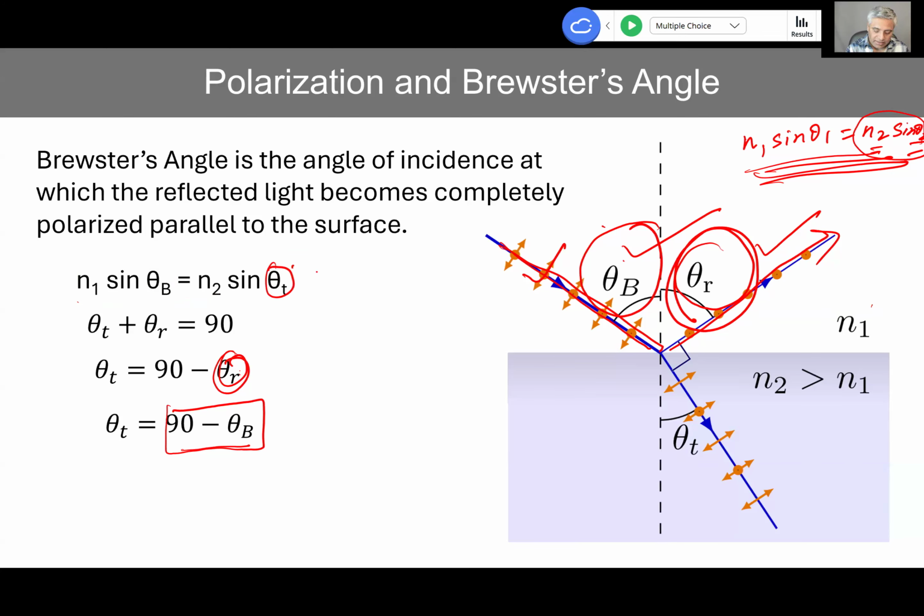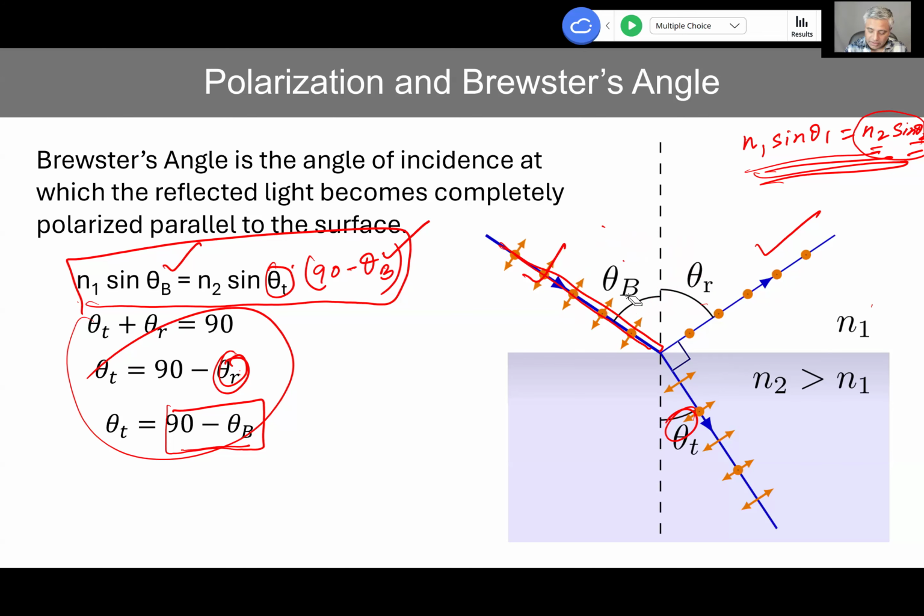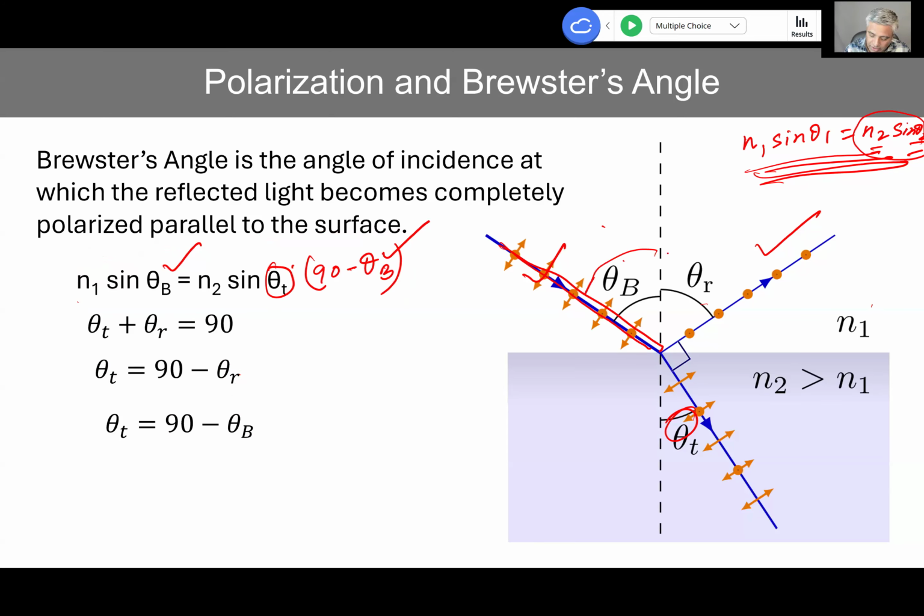Once I have sine theta t replaced by sine of 90 minus theta b, this equation has just theta b as the angle. It is in two different places, but that's a different story. One equation, one unknown means we can solve for it. That's the reason we use this geometry to write the transmitted angle in terms of the angle of incidence. Okay. So let's do that.